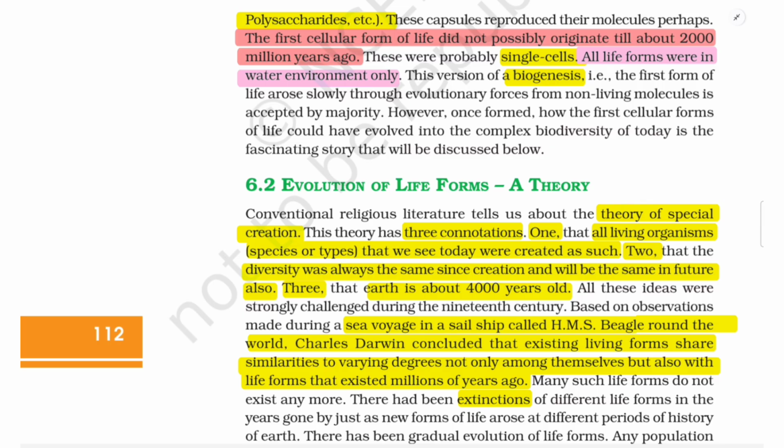The first cellular form of life did not possibly originate till about 2000 million years ago. These were probably single cells. All life forms were in a water environment only. This version of abiogenesis, that is, the first form of life arose slowly through evolutionary forces from non-living molecules, is accepted by the majority. However, once formed, how the first cellular forms of life could have evolved into the complex biodiversity of today is the fascinating story that will be discussed below.